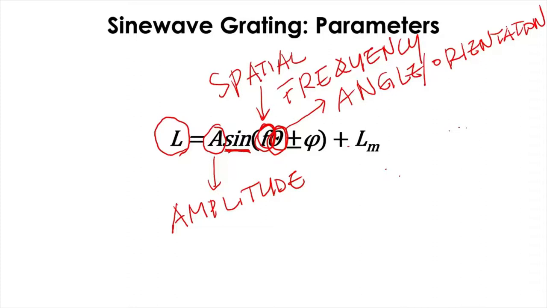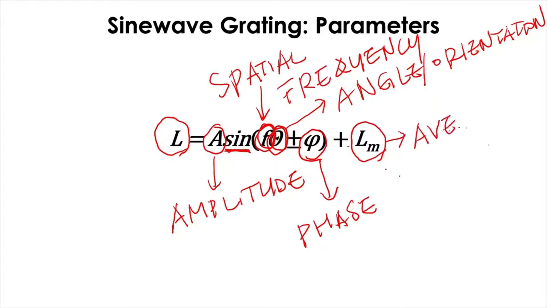And then this phi in Greek, that is phase, that determines the phase of the grading. So that phase determines the relative location of peaks and valleys. And finally, this L subscript M represents the average luminance. So that is kind of a middle brightness of the sine wave grading. And from this average luminance, the luminance profile of the sine wave grading will fluctuate.